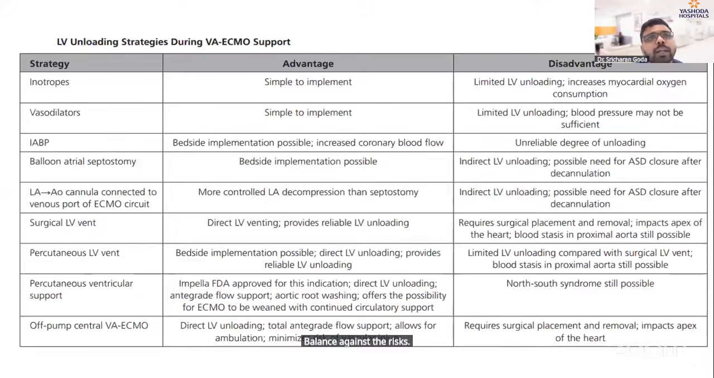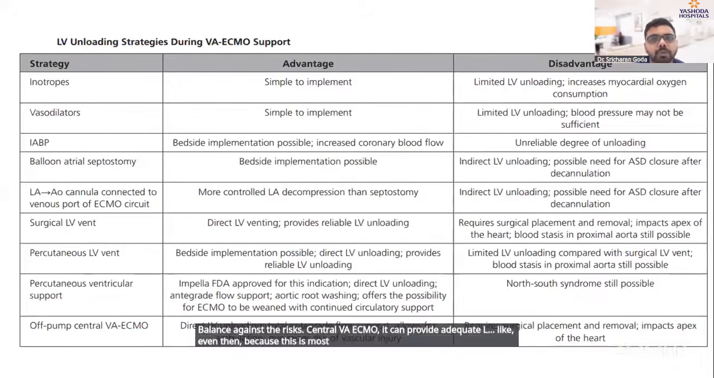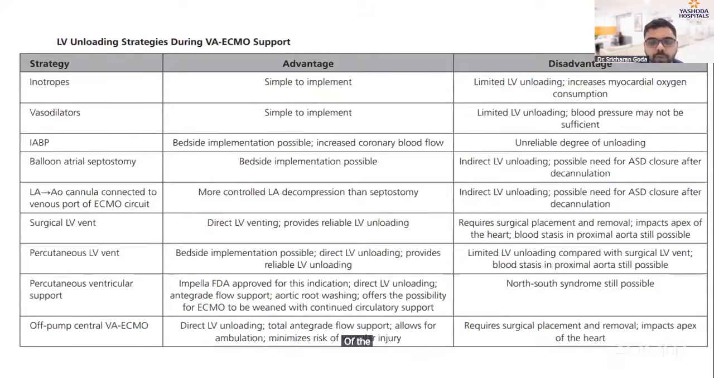Central VA ECMO can provide adequate LV venting, because this is most commonly used in post-cardiotomy patients who require veno-arterial ECMO support. Even in these patients, it requires a surgical placement of an LV vent, preferably through the pulmonary veins into the LA.